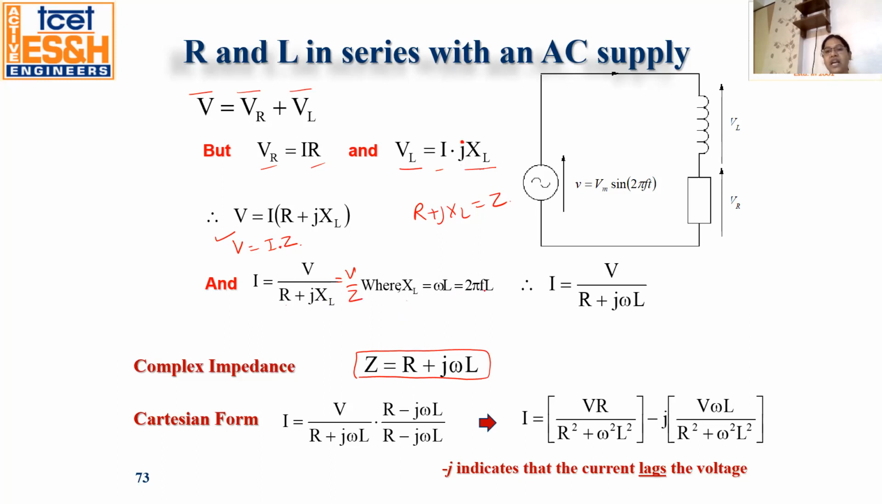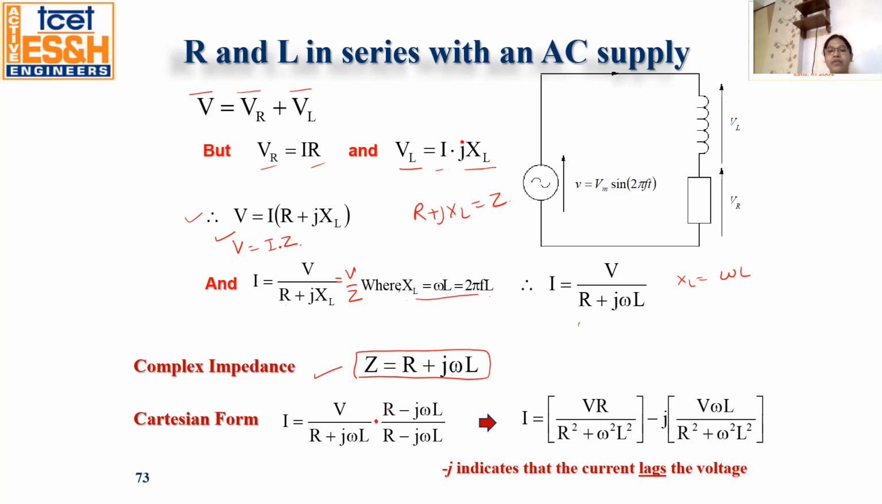XL is equal to omega L, that is 2 pi f L, so you can also write I as V divided by R plus j omega L, because XL is omega L. Now this is the complex representation of impedance, and this is the complex representation of the voltage. So here Z is equal to R plus j omega L, and in the Cartesian form we have I is equal to V by R plus j omega L.